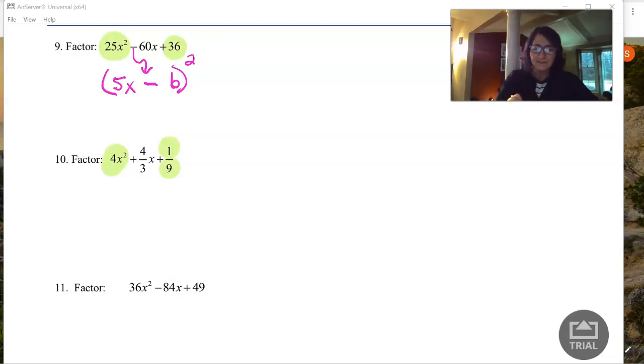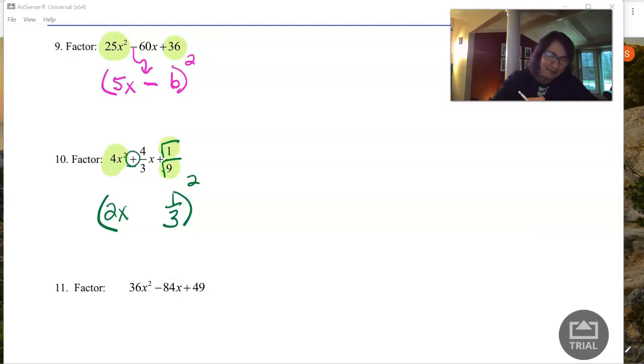That's not so bad. All right, so let's go ahead, create our binomial squared. Started out with a 2x. Our second term in our binomial is 1/3. How did I get that 1/3 again? If I take the square root of 1, that's where the 1 came from. The square root of 9, that's where the 3 came from. That's not so bad.